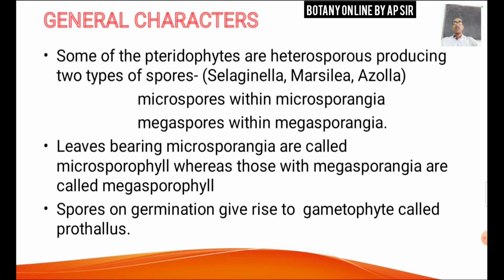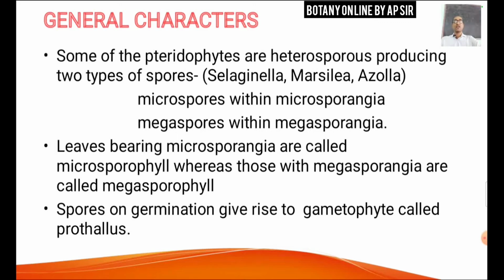Leaves bearing microsporangia are called microsporophylls. We know that leaves bearing sporangia are called sporophylls. So in heterosporous species, microsporangia and megasporangia are found. The leaves bearing microsporangia are called microsporophylls, whereas those with megasporangia are called megasporophylls. Got it?